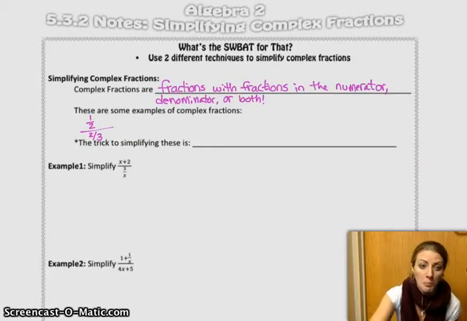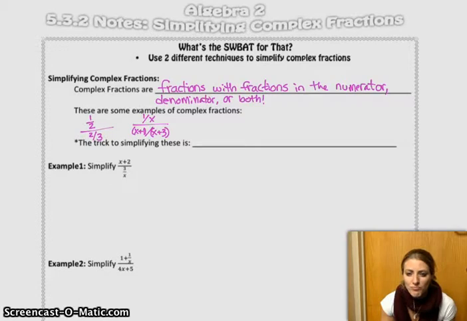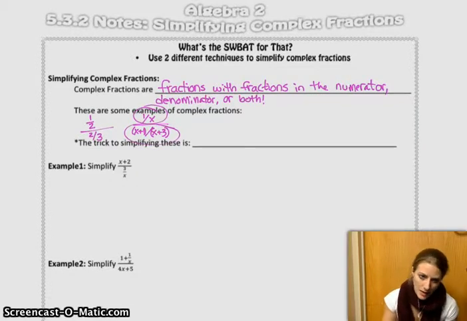So the biggest trick to simplifying these is just writing it out as a division problem, like a big division problem. So you do the numerator divided by the denominator, and then just copy dot flip, or multiply by the reciprocal, right? The same way you would normally multiply fractions or divide fractions.